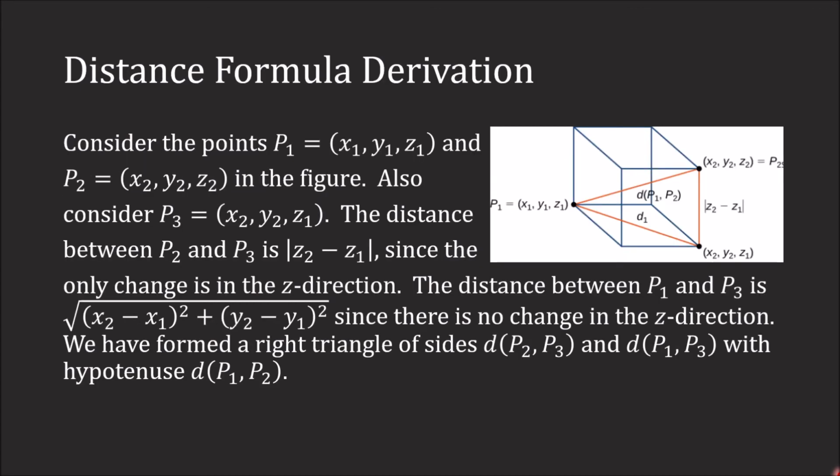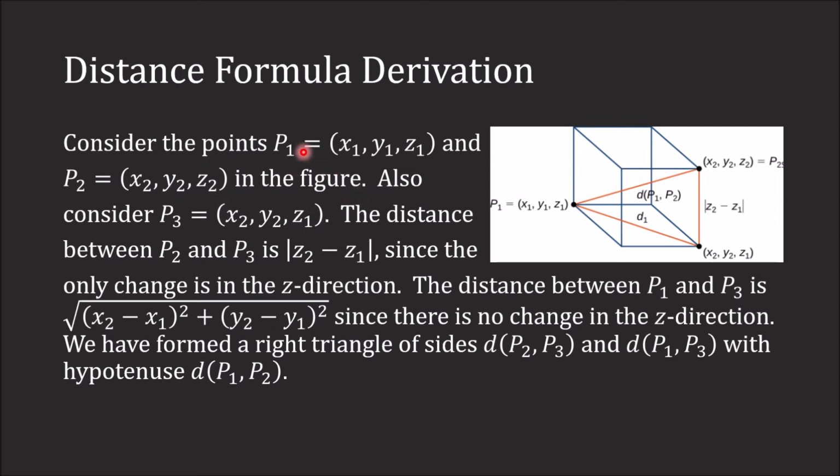So consider the points. P1 is x1, y1, z1, and P2 is x2, y2, z2, as shown in the figure. We wish to determine the distance between P1 and P2. Well, to do this, let's consider a third point, the point x2, y2, z1. Well, the distance between P2 and P3 would just be the absolute value of z2 minus z1, right? Because the x and y coordinates don't change, right? So the only change is in the z direction.